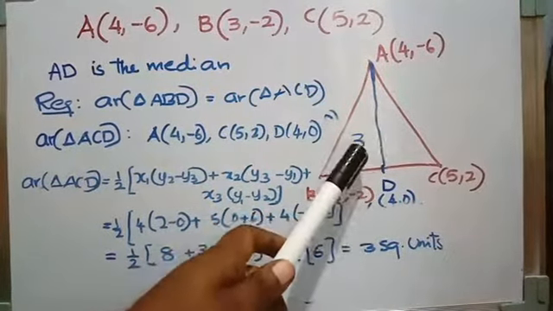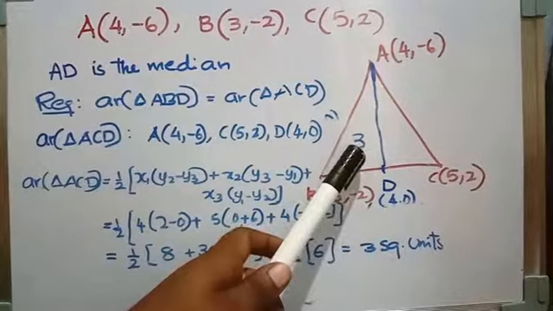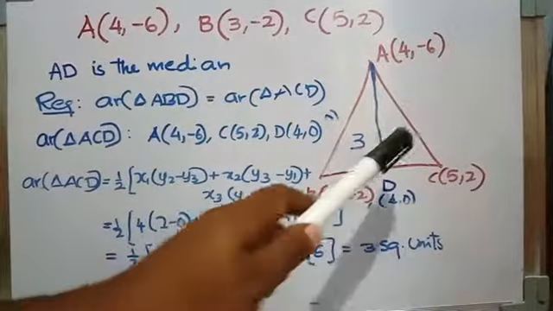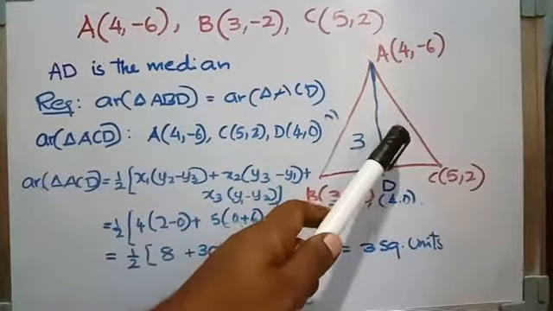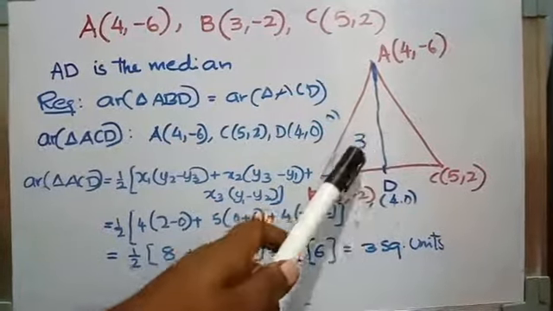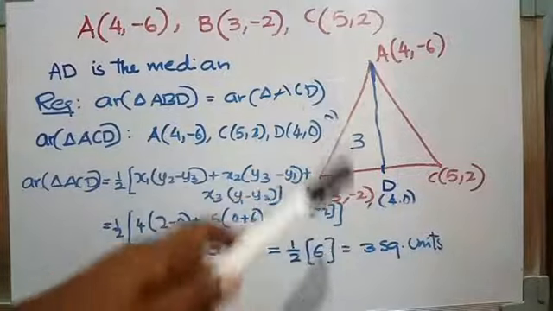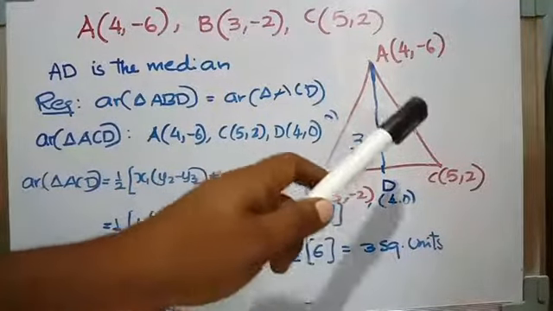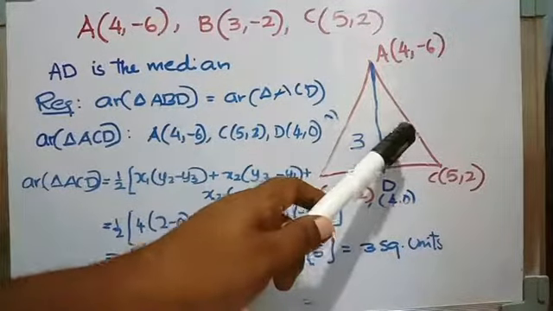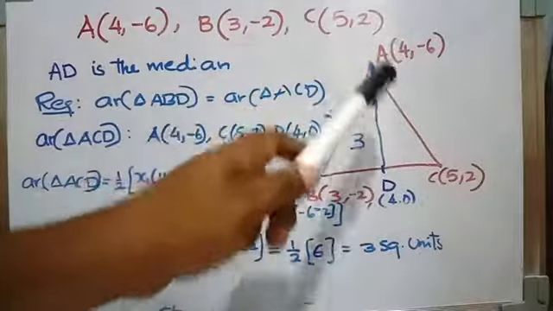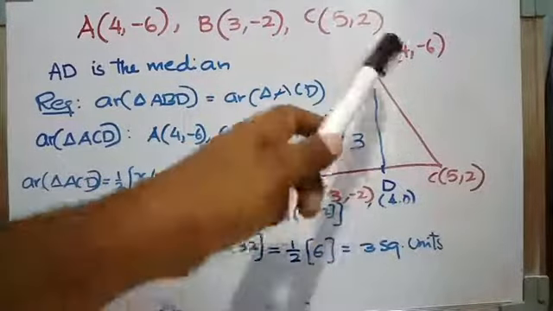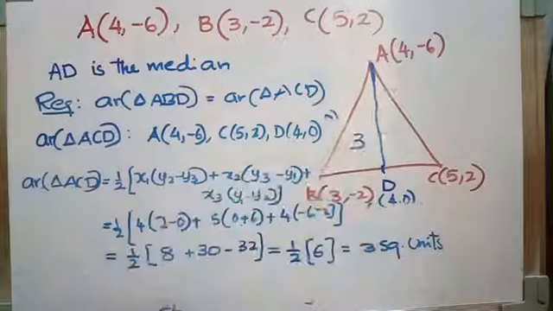We already got the area of triangle ABD as 3 square units. Now we have shown the area of triangle ACD is also 3 square units. That means both are 3 square units each. So we can conclude that the area of triangle ABD is equal to the area of triangle ACD. Or we can say that a median divides a triangle into two triangles of equal areas.